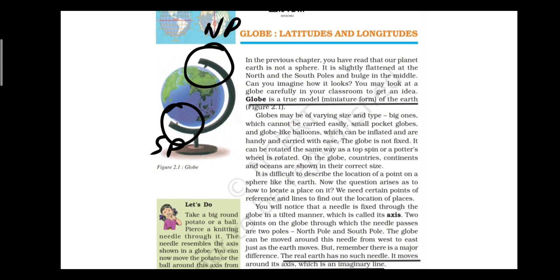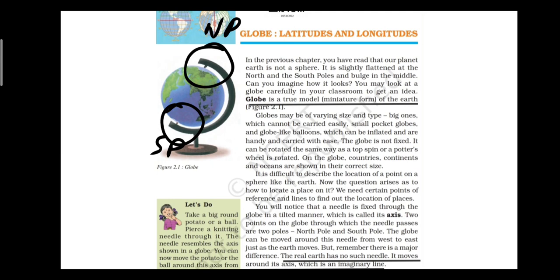Now you will notice that a needle is fixed through the globe in a tilted manner, which is called its axis. 2 points on the globe through which the needle passes are the 2 poles, North Pole and the South Pole. The globe can be moved around this needle from west to east just as the Earth moves, but remember, there is a major difference. The Earth has no such needle. It moves around its axis, which is an imaginary line.